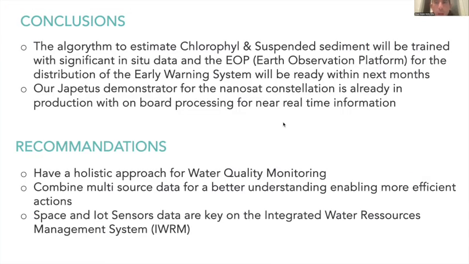In conclusion, harnessing the power of space technology combined with IoT sensor data offers us unprecedented opportunities to monitor and manage water resources with greater precision and efficiency. It's very important to have clearly this holistic approach for water quality monitoring, and combining this data clearly is key for the integrated water resource management system. Our Japetus demonstrator for the nanosat constellation is already in production, and we plan to launch within next year. And with onboard processing, this helps for near real-time information.